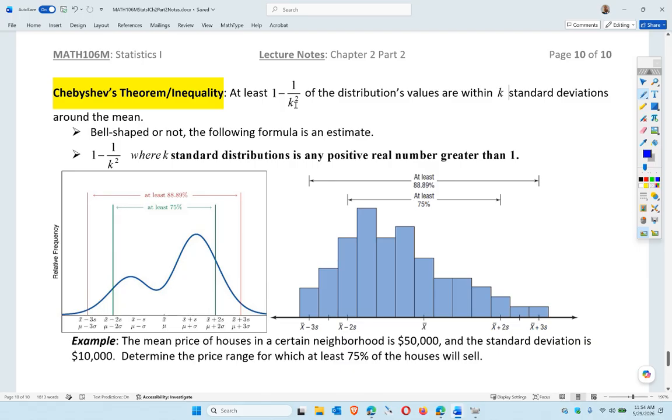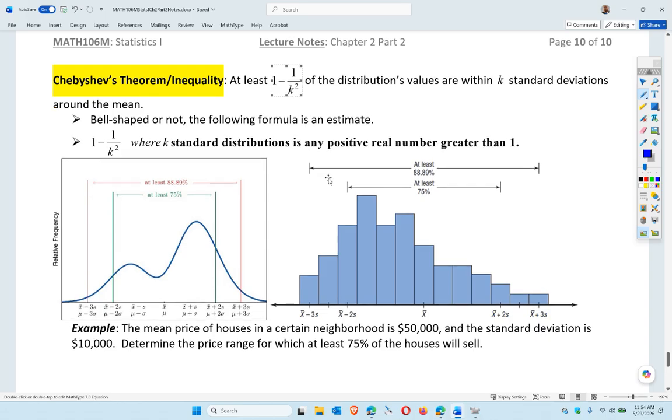You can do 1.5, 2, 3, whatever you want. You can do partial or less. You just use the formula, basically. So if you do 2 deviations, it's at least 75% of the data. 3 deviations is at least 88.9%, basically. And you can do 2.5 deviations, wherever you want. Just use the formula, essentially.